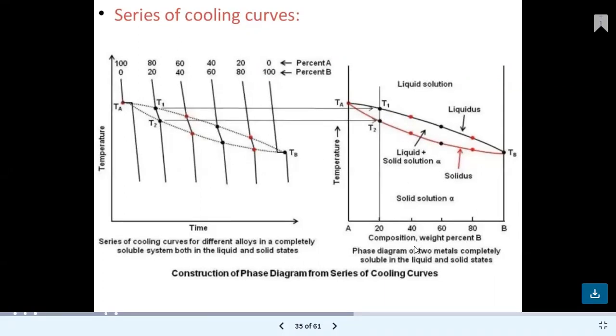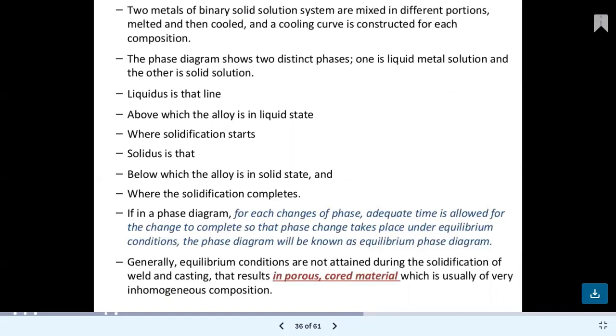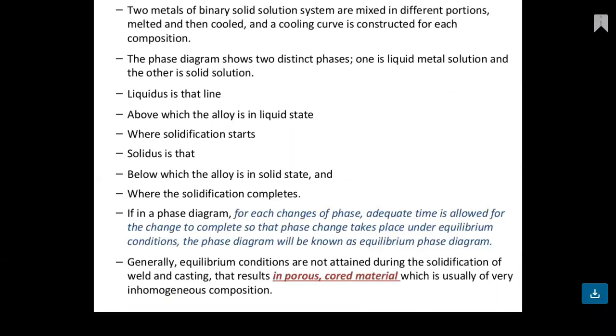If we observe the diagram, here this is TA, this is TB, and this becomes the liquid solution. This is the liquidus. This is liquid plus solid solution. This is the solidus, and this is the solid solution, where purely solid solution is present. If two metals of a binary solid solution system are mixed in different proportions, melted and then cooled, and a cooling curve is constructed for each composition, the phase diagram shows two distinct phases: one is liquid metal solution and the other is solid solution.